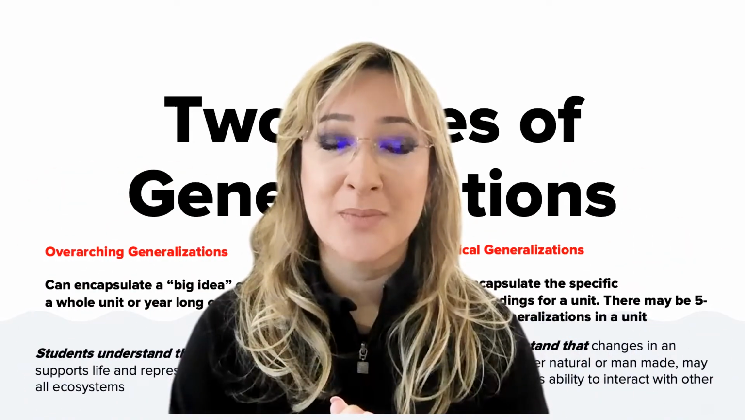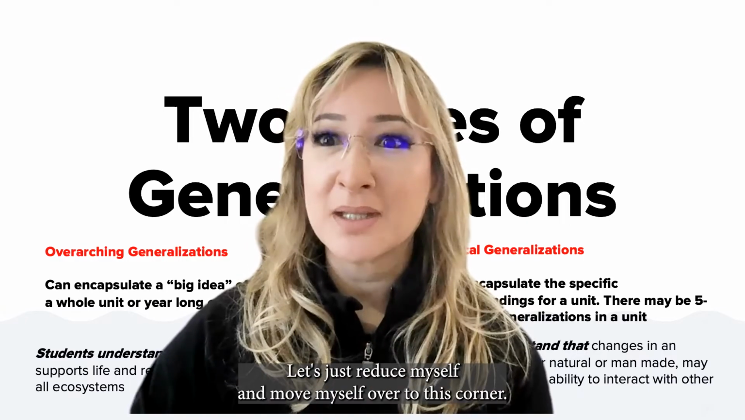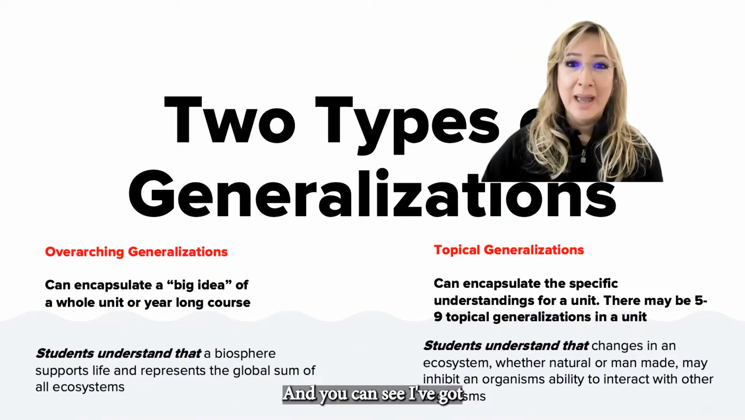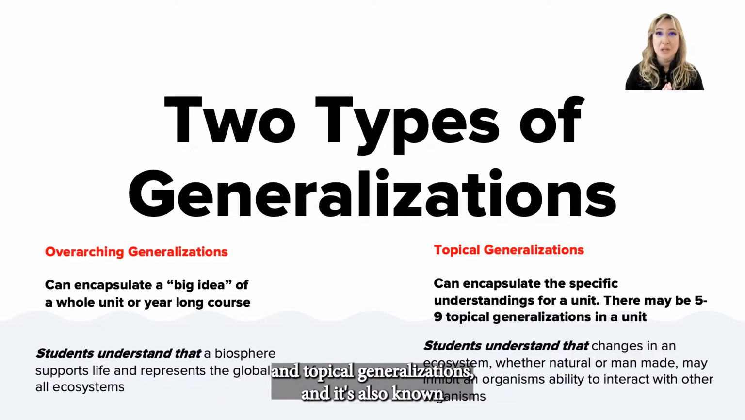from our students. So I'm just going to make myself a little bit smaller here. Let's just reduce myself and move myself over to this corner. And you can see I've got two different types here, which I call overarching generalizations and topical generalizations. And it's also known as macro generalizations or topical generalizations, micro generalizations.